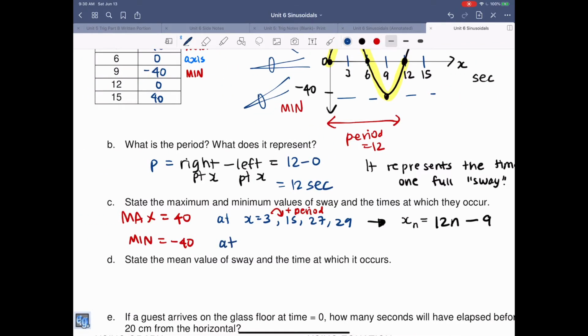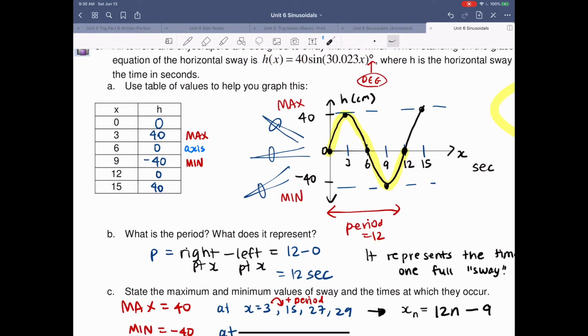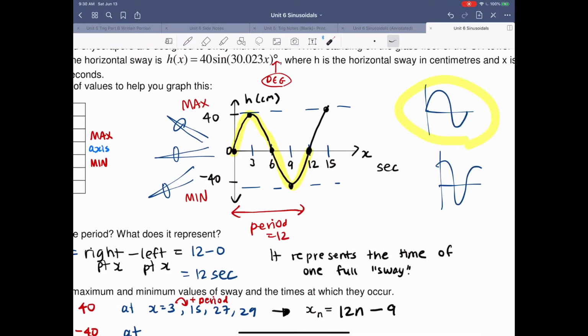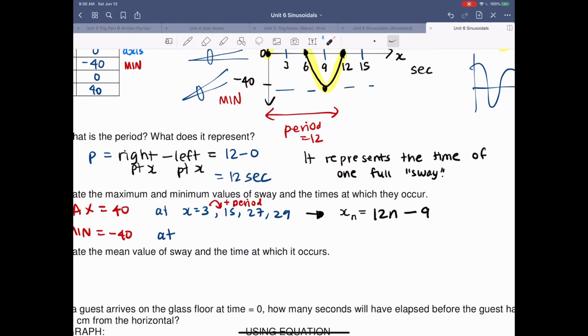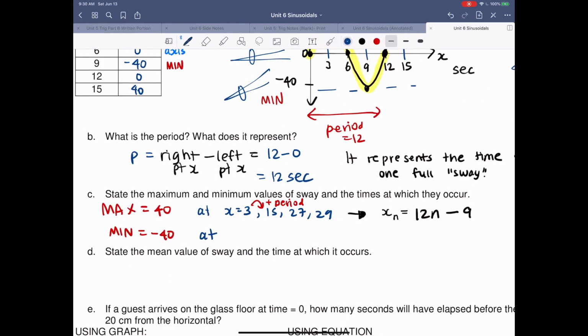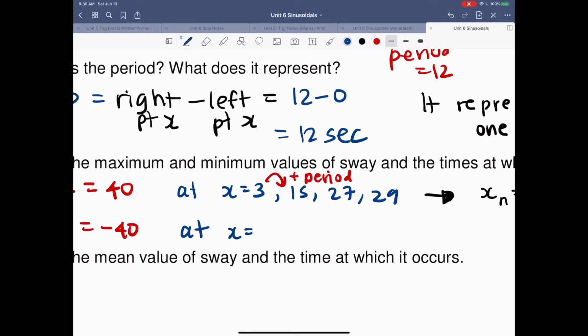So when is a minimum occurring? Minimum is occurring at 9. And if we were to continue this graph, it's going to occur every cycle, right? So I'm simply going to add 12 to this as well to get my respective minimums. And so I'm going to get at x is equal to 9. And then you would add the period. And so 9 plus 12 is 21. And then you get 21 plus 12, which is 33.